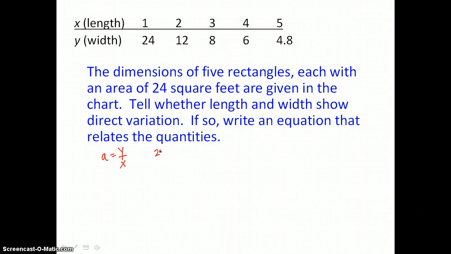Does 24 divided by 1 equal 12 divided by 2? And right here we can see that it doesn't. 24 divided by 1 is 24, and 12 divided by 2 is 6. So they are not equal, so all we have to say is that no, this data does not represent direct variation, and there's no equation to write.